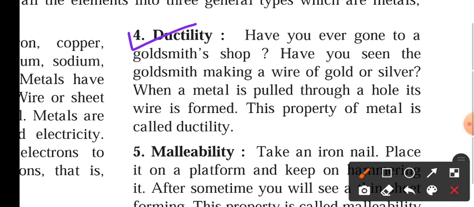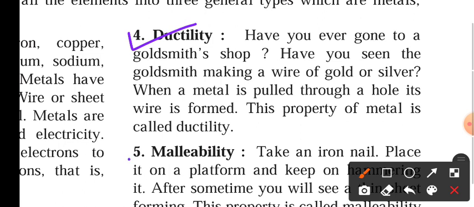Like that, different metals have different capacities to be converted into thin wires. So that is one of the most important characteristics or properties of metals. They show the property of ductility. We can make thin wires of metals.